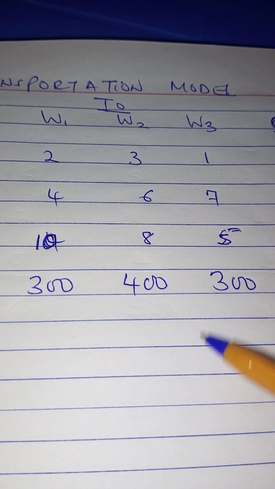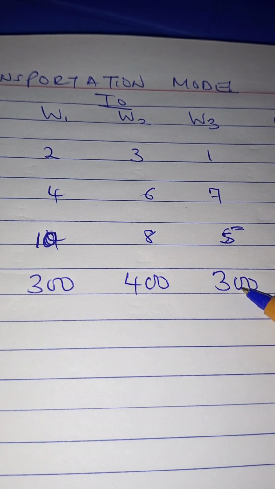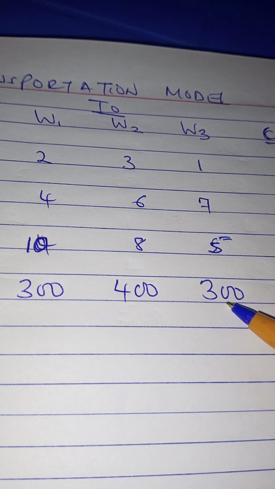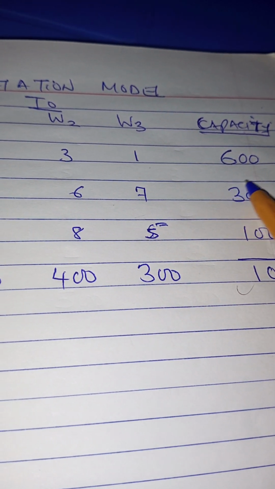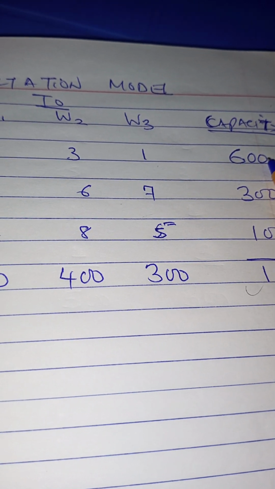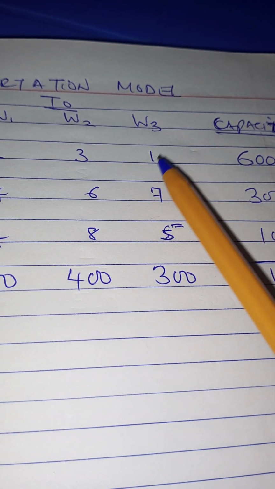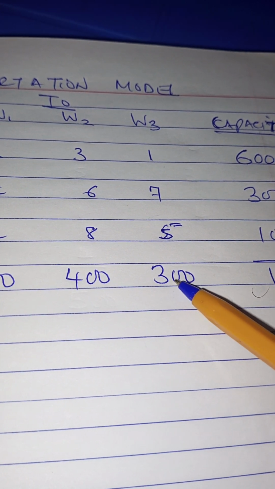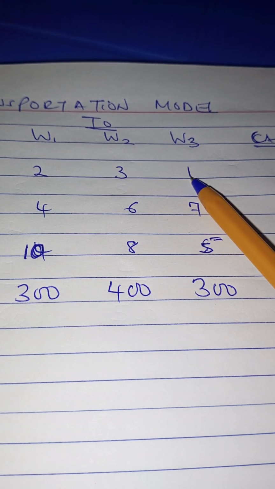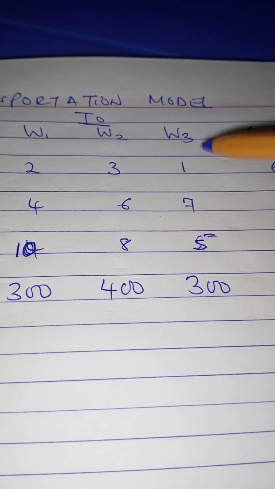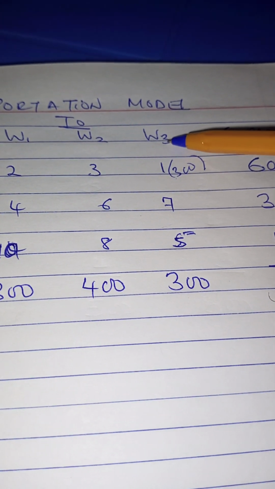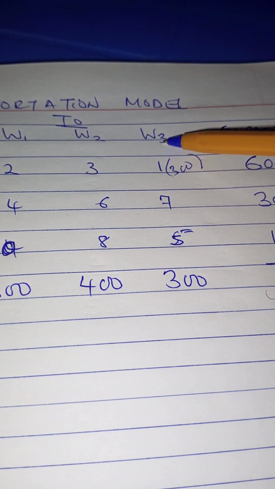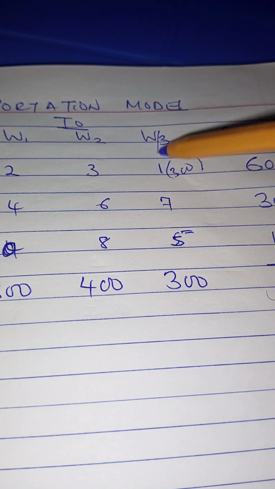Looking at the capacity for W3, warehouse 3 has a total capacity of 300, but the capacity of production for M1 is 600. Therefore, we shall transport 300 from M1 to W3 at 1 shilling. And because the capacity for W3 has been filled, we shall now cancel the W3.